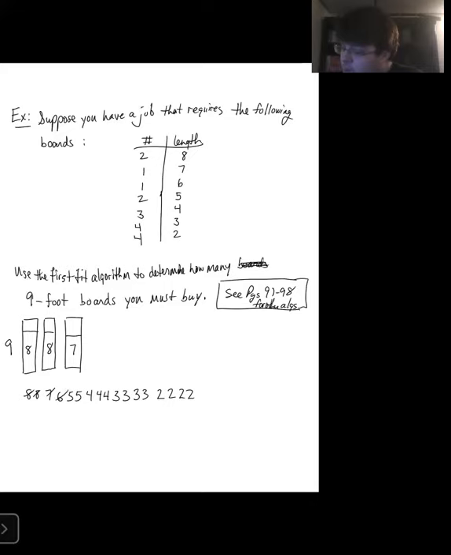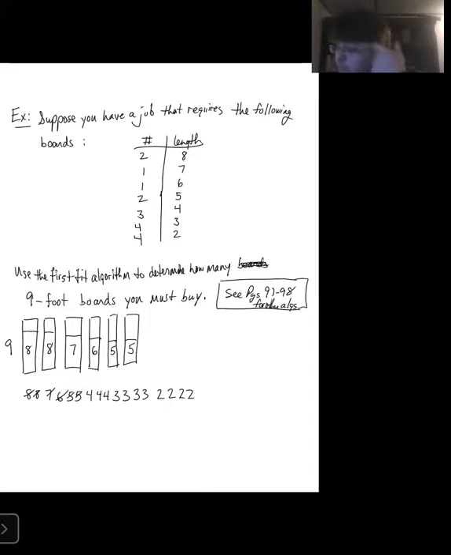Next, we have a 6-foot board. That's not going to fit on either of the first two or any of the first three. So we need to go to the next board. And similarly for these two 5-foot boards. So that gap on the 6-foot board is 3 feet. A 5-foot board is not going to fit that. So we're going to need to go to 2 more boards for these 5-foot boards.